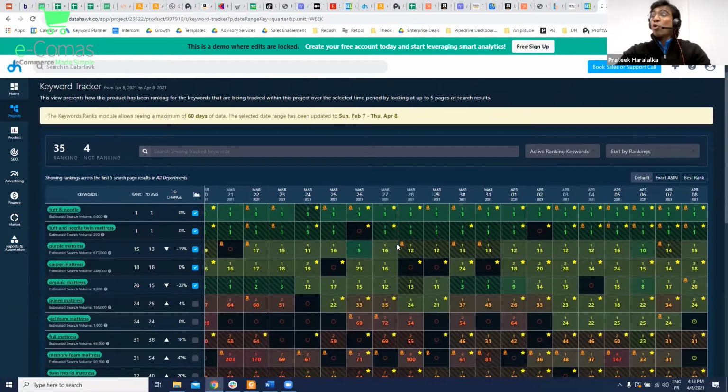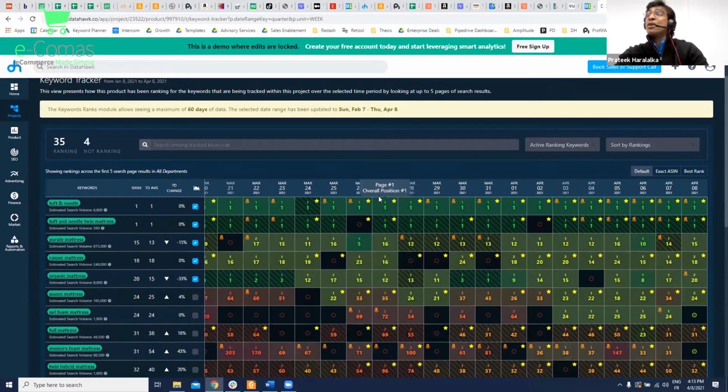Now, when you scroll down, you can see how your ranking, let's say, was 22nd on March the 25th, then fell down to 33 on March the 26th for this keyword, the queen mattress. So your performance is going down on this one. Or even the red ones, look, you're sitting on the second page, which means your likelihood of making the sale is very low, because most people don't even go past the first page.